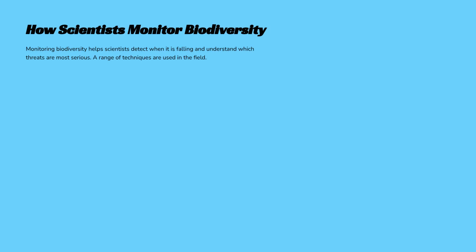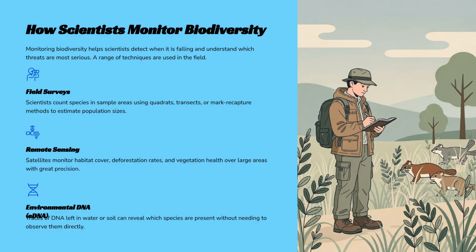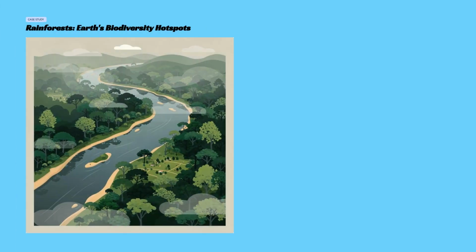Modern science uses advanced techniques to monitor biodiversity. From traditional field surveys and remote satellite sensing to cutting-edge environmental DNA analysis, we can now track species and habitat health with unprecedented precision. Rainforests are Earth's biodiversity hotspots.